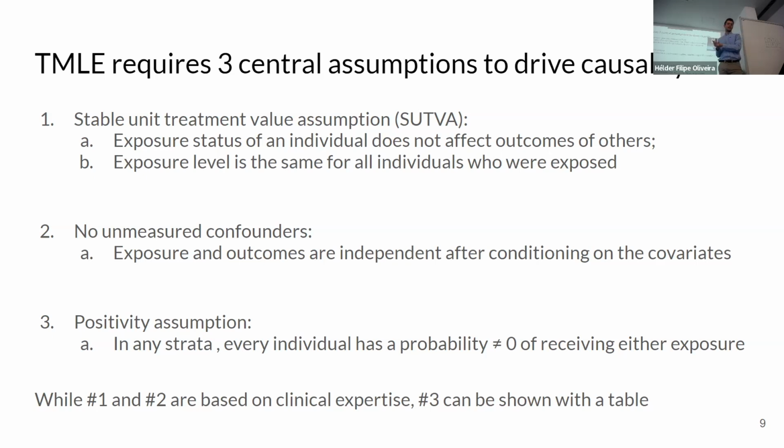The second assumption is that we cannot have unmeasured confounding. So we don't have residual confounding that we're not taking care of. If we are able to make sure that we're taking all the confounders into account, we can say that the relationship between the exposure and the outcome is independent.